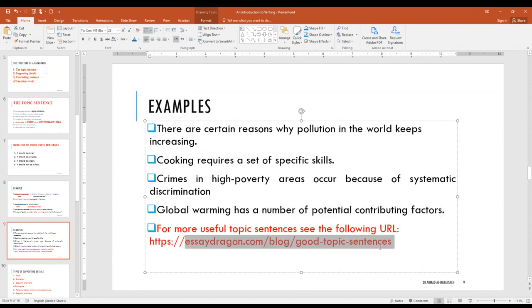If you'd like to have more topic sentences, you can go to this website. It will have more useful topic sentences. All right, I will stop here for today. And next time, inshallah, we will talk about the types of supporting details, and we will talk about them in detail: the facts, the statistics, experts' opinions, examples, and so on.